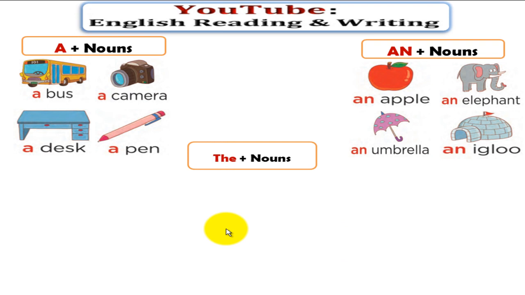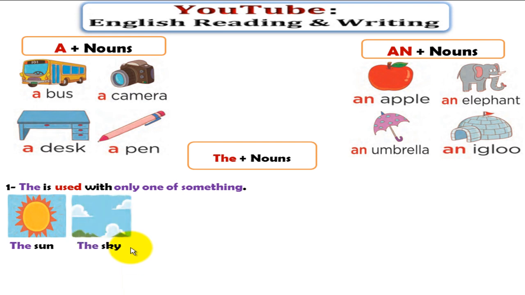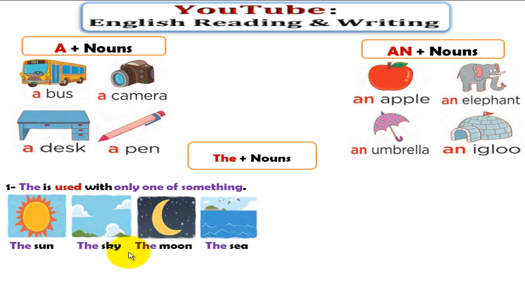Now let us see the use of the. Generally speaking, the is used with only one of something. Like the sun, we have got only one sun. The sun, that's why we have used the sun. The sky, the moon, the sea.